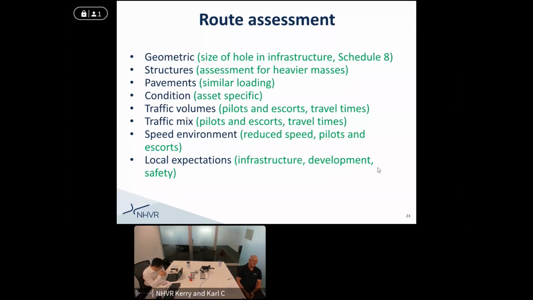And local expectations, they want infrastructure to be built, but they also want infrastructure to be protected. They like to see local development going on, which helps the local economy, but they're also interested in safety. Mostly safety is looked after by your conditions for your pilots and escorts and things like that.